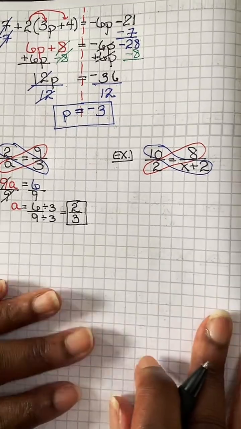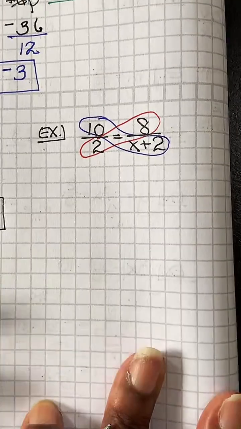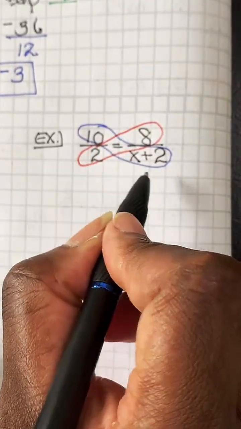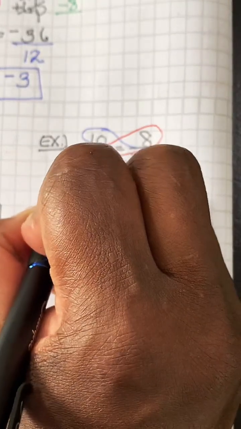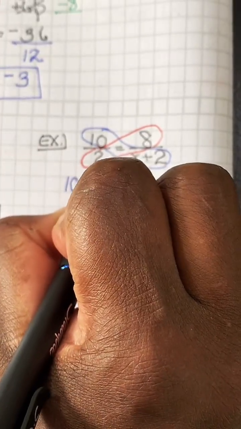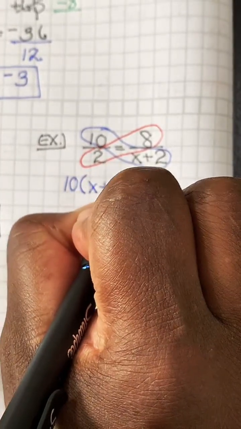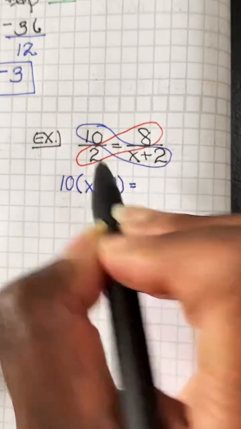Now, as I want to cross multiply, so we have 10 times x plus 2. So write it as such. 10 times x plus 2. Bring down the equals. Then we have 8 times 2.